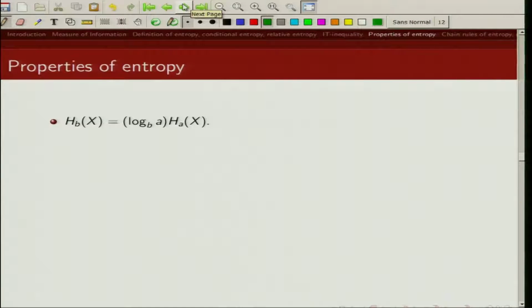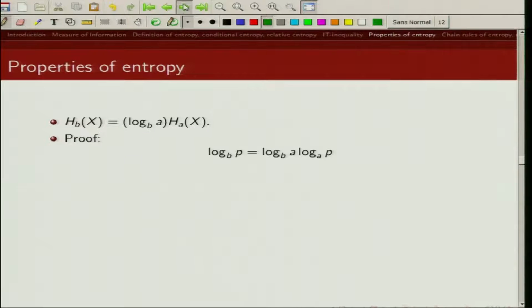Now, let us prove some properties of entropy. Entropy computed to the base B can be related to entropy computed to the base A by this particular relation. This is straightforward to prove. We can write log of P to the base B as log of A to the base B multiplied by log of P to the base A.